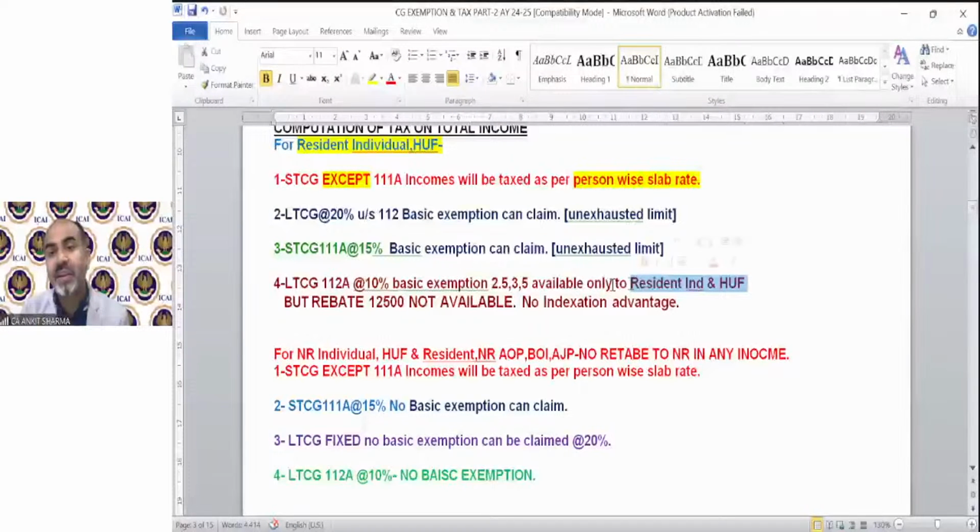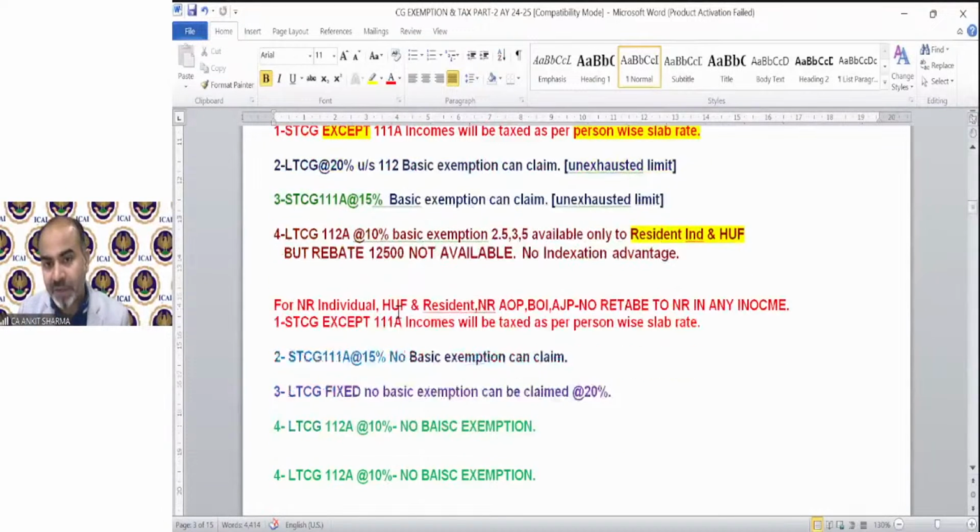Only resident individual and HUF can claim this 112A basic exemption. But rebate of 12,500 or 25,000 is not available. Even no indexation benefit. For non-resident individual and HUF, and resident or non-resident AOP, BOI, AJP, no rebate to any non-resident. Non-resident cannot claim the rebate.